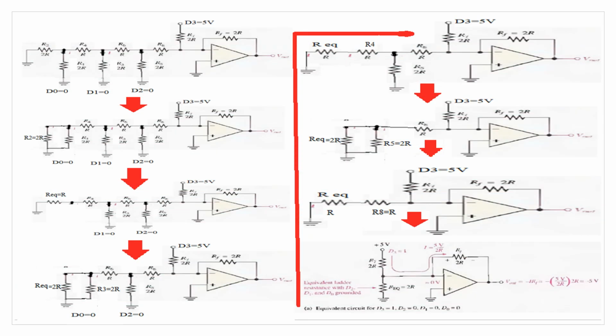Now let's look how the basic circuit can be simplified to this one. This is the fundamental circuit with the input 1 0 0 0. So D3 is equal to 5, D2 is equal to 0, D1 is equal to 0 and D0 is equal to 0. So the data is 1 0 0 0. The binary input is 1 0 0 0. So this is the circuit.